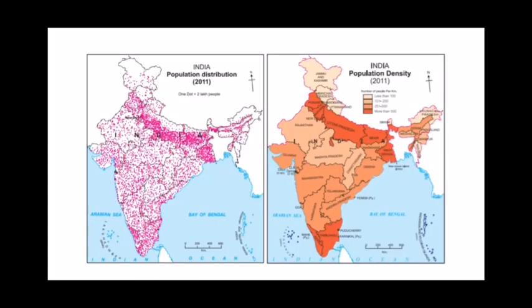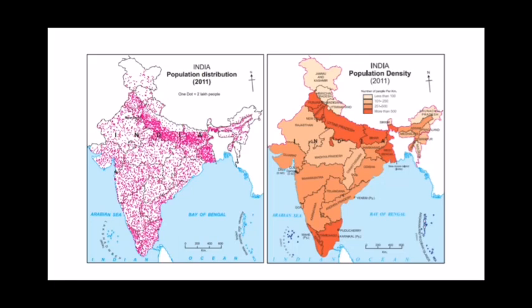Now if you are looking at this map, you can see the population distribution and population density. India's population is around 121 crores. According to the census that was done in 2011, India is the second most populous country in the world and it occupies only 2.41% of the land area of the world, whereas it supports 17.5% of the world's population.